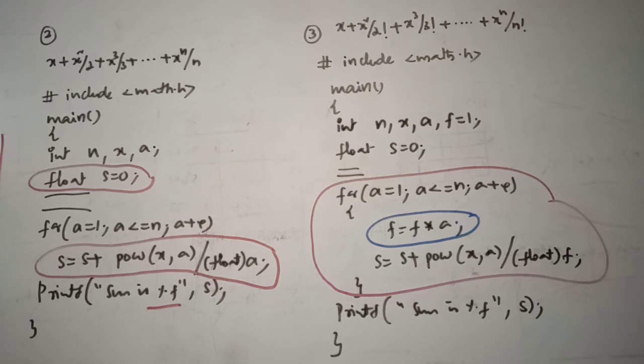Look at the third one. We need to calculate the factorial. Look at the logic. F is equal to f multiplied by a. When a is 1, you get 1 factorial: x to the power of 1 by 1. When a is 2, you get 2 factorial: x to the power of 2 by 2 factorial. When a is 3, x to the power of 3, POW of x comma a, x to the power of 3 by 3 factorial and so on.